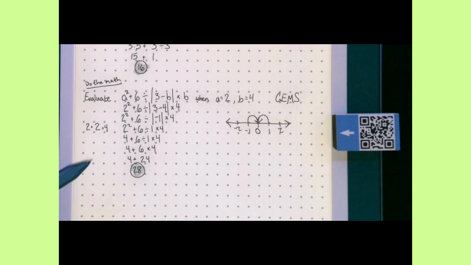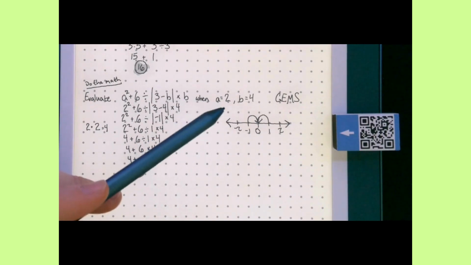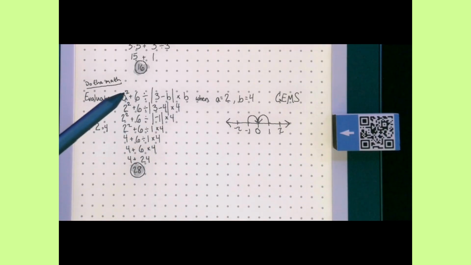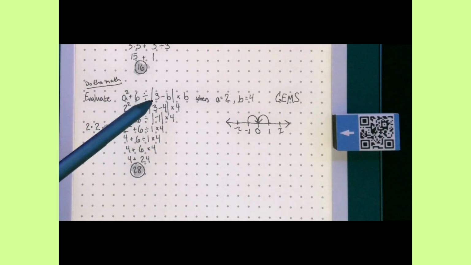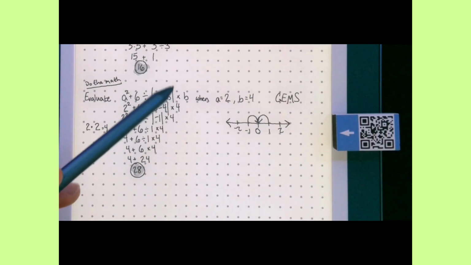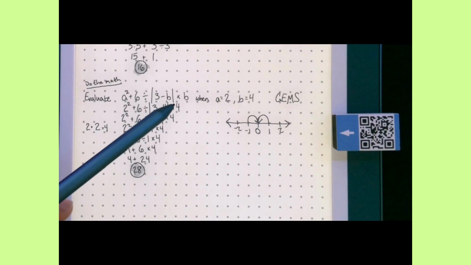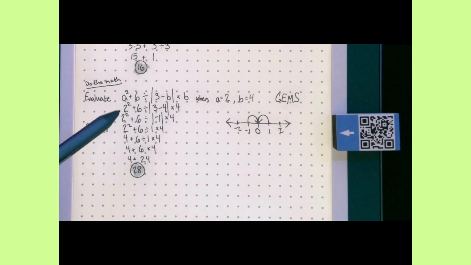So wherever there was an a or a b, I just took the number that it said each letter is, and I plugged it in. So we went from a squared plus 6 divided by the absolute value of 3 minus b times b, and got 2 squared plus 6 divided by the absolute value of 3 minus 4 times 4, and it all simplified down to 28.